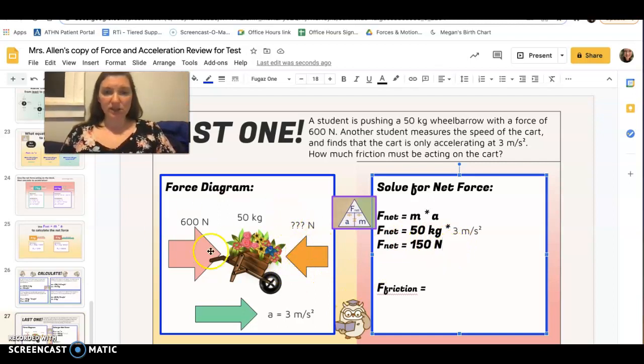So we can do this in a crazy algebraic way, or we can just be like 600 minus 150 is going to be 450. So 600 newtons minus 150 newtons equals 450 newtons. Okay, so the force of friction is 450 newtons. And that's the end.